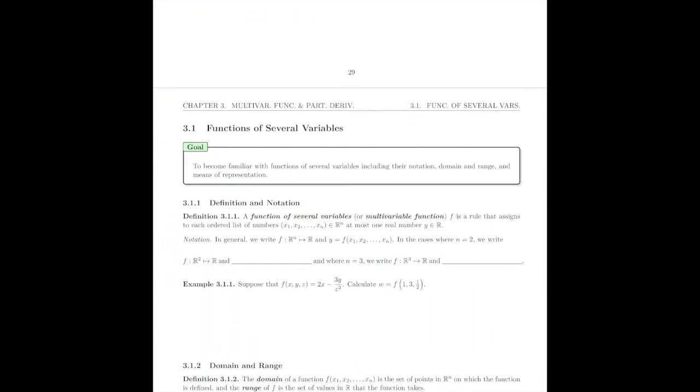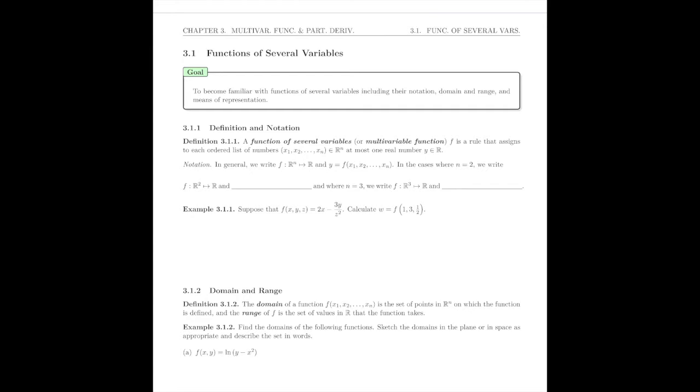Thanks for joining me for the beginning of Chapter 3 on multivariable functions and partial derivatives. In this video, we are going to begin to explore functions of several variables, section 3.1. So the goal of this section is to become familiar with functions of several variables, including their notation, domain and range, and their means of representation.